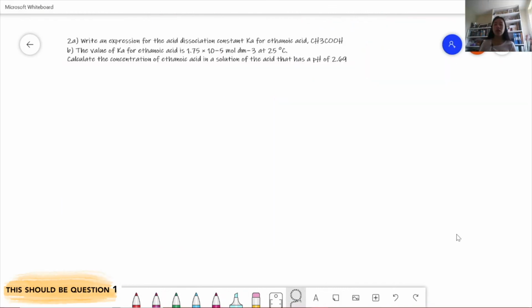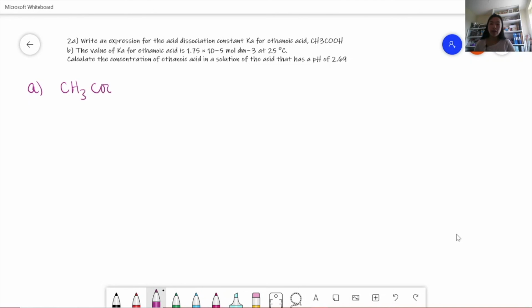So before I move on to question 2, feel free to click off the video and try it for yourself first. So for A, write an expression for the acid dissociation constant Ka for ethanoic acid. So first what we do is write out the equation of ethanoic acid dissociating. So we have ethanoic acid, and this dissociates into the ethanoate ion and an H plus ion.